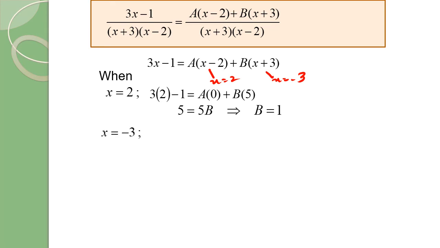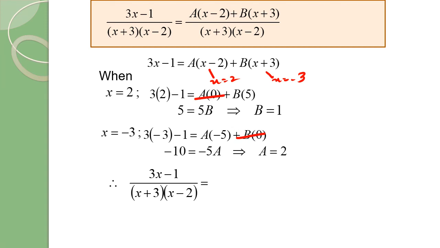And then the next value, x equals negative 3. So we have 3 of negative 3 minus 1 equal to A multiplied by negative 3 minus 2, equal to negative 5A, plus B multiplied by 0. So we can just ignore this part. You don't have to write it down. So we have negative 5A equals negative 10, so A equals 2. So now we have A and B. Write down your final answer. (3x minus 1) over (x squared plus x minus 6) is equal to A over x plus 3 plus B over x minus 2, which is 2 over x plus 3 plus 1 over x minus 2. Done.